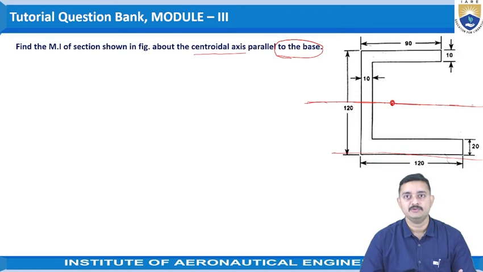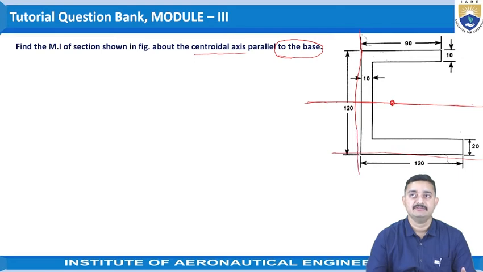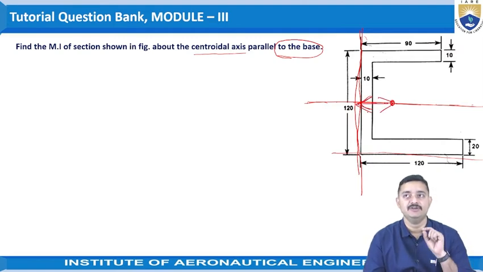So there is no need to identify the x coordinate here for this particular centroid. Why? Because we don't need the distance of this centroid from the vertical axis. We only need the distance of this centroid from the horizontal base axis.